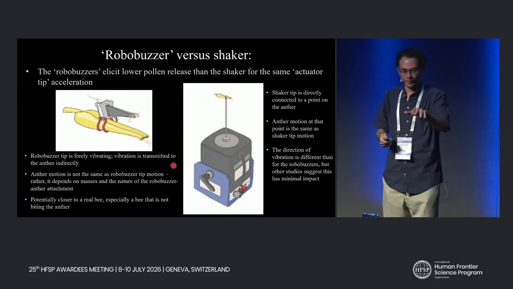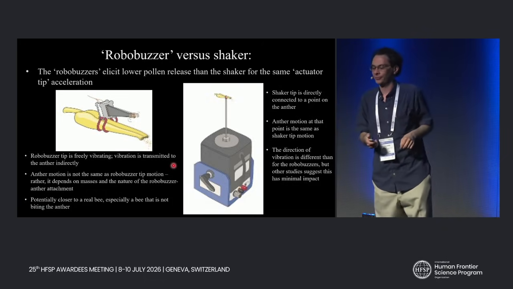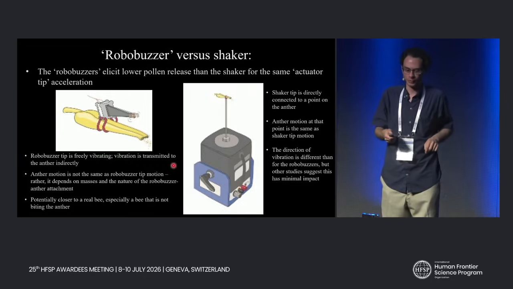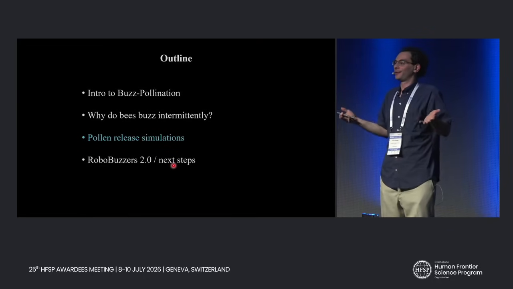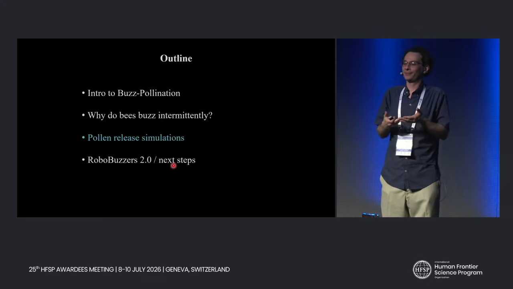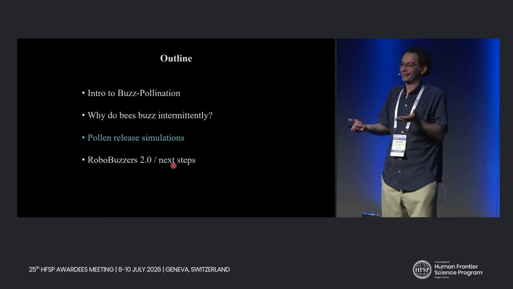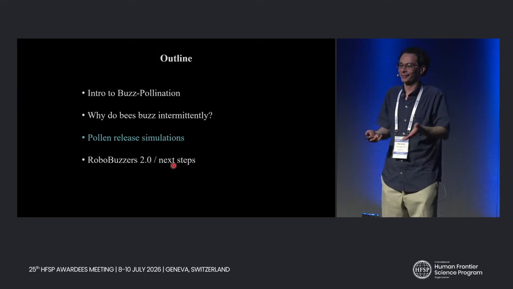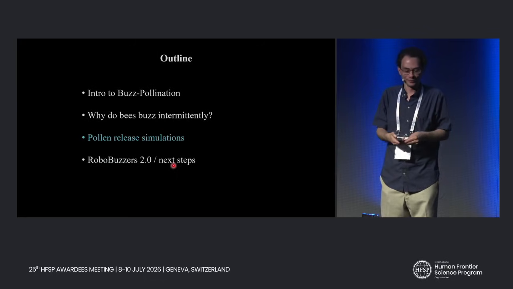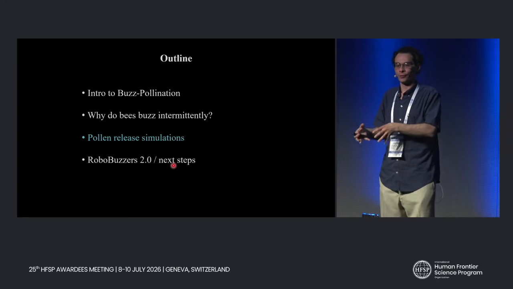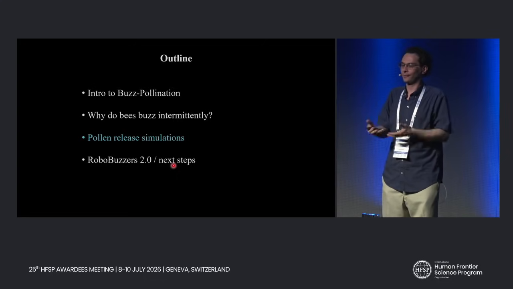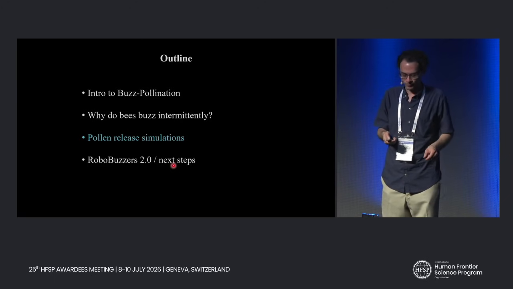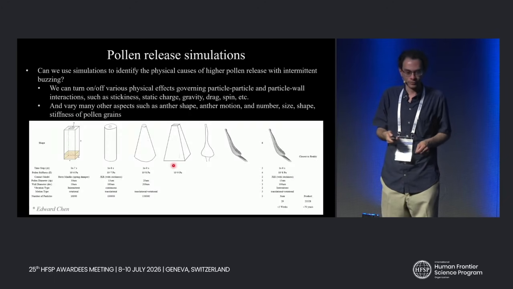And experiments are ongoing to look at the frequency response of these kind of systems, where we think we'll see a lot of interesting effects. So, that tells us some reason why bees might buzz intermittently, because if they can get more pollen for the same energy, obviously that would be a benefit. But we still don't understand what the physical causes are on the pollen release side inside the anther. What about an anther would make this happen? So for that, we turned to simulations.